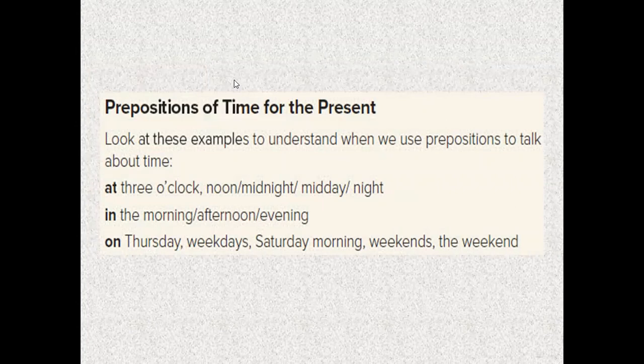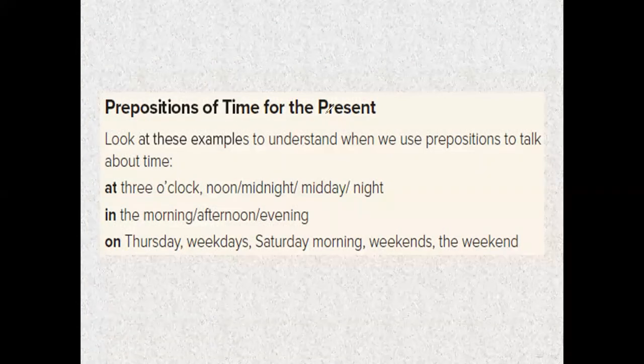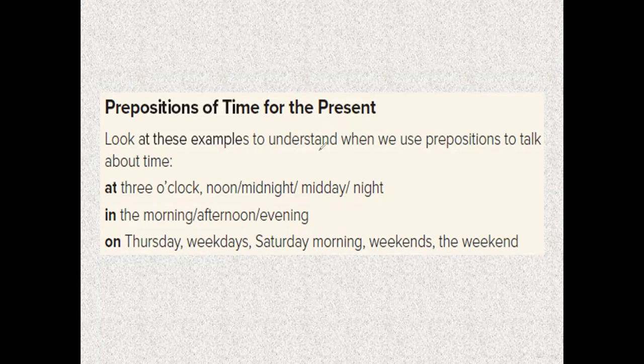Prepositions. Now we will study prepositions of time for the present. Look at the examples to understand when we use prepositions to talk about time. At first, at. We use at to express time. At 3 o'clock, or at noon, or at midnight, at midday, or at night.